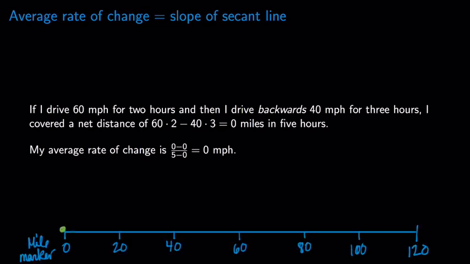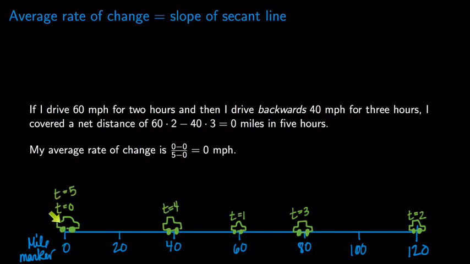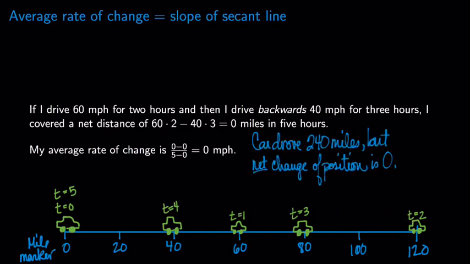So you know that you start at the beginning. We're driving forward for a while, we're driving forward for a while, and in 2 hours we've gone all the way to mile marker 120. And then we start driving backwards. So after 1 hour, we're back to 80. After 2 hours, we're back to 40. And finally at the end, you're back to where you started. So sure, the car covered 240 miles, but the net change of position is 0. We are back to where we started. Average rate of change is 0 miles an hour.